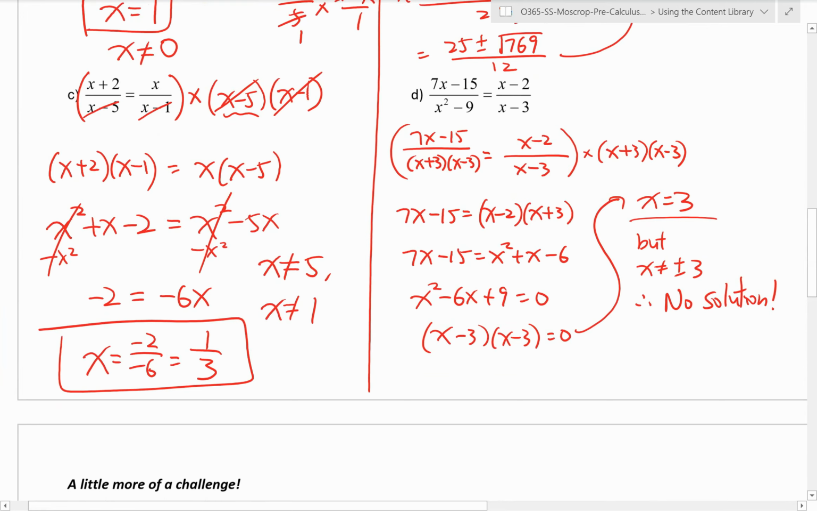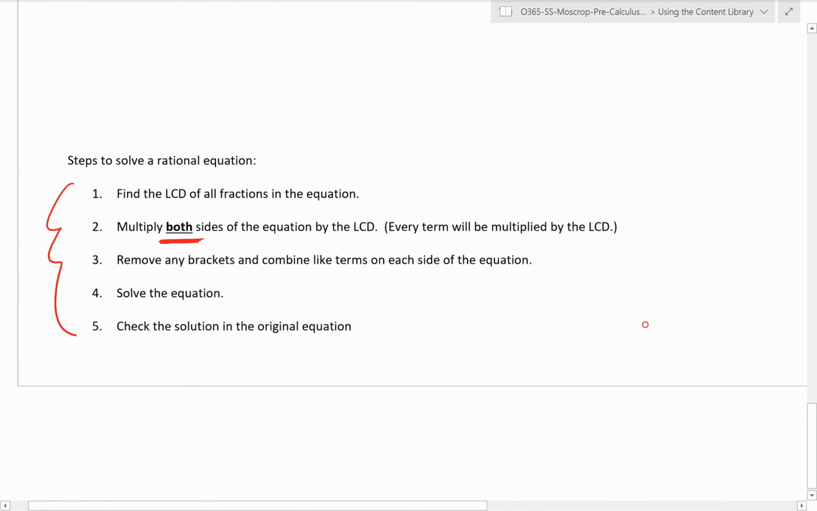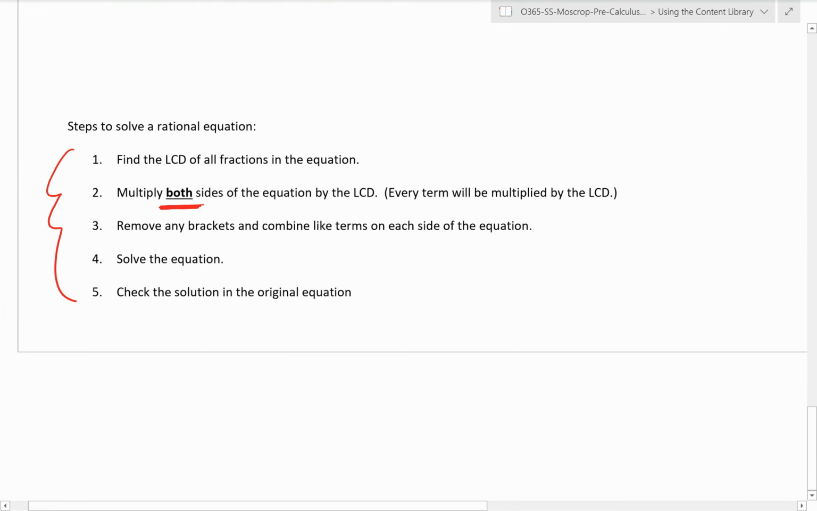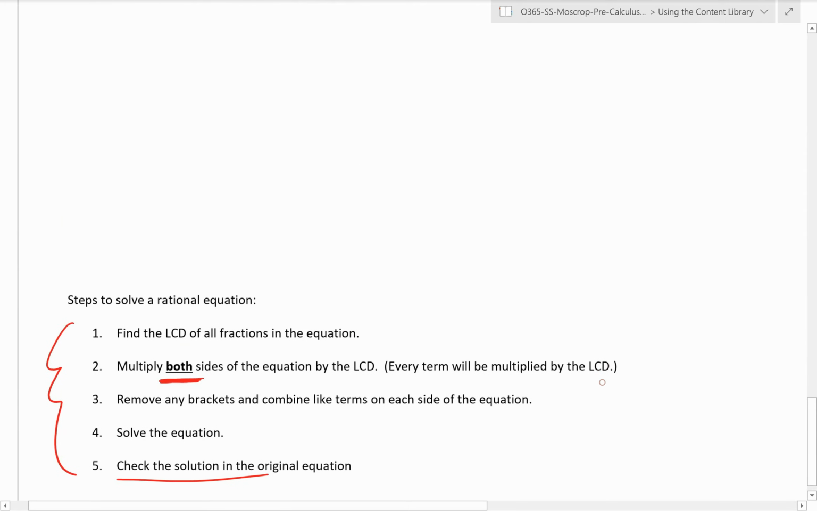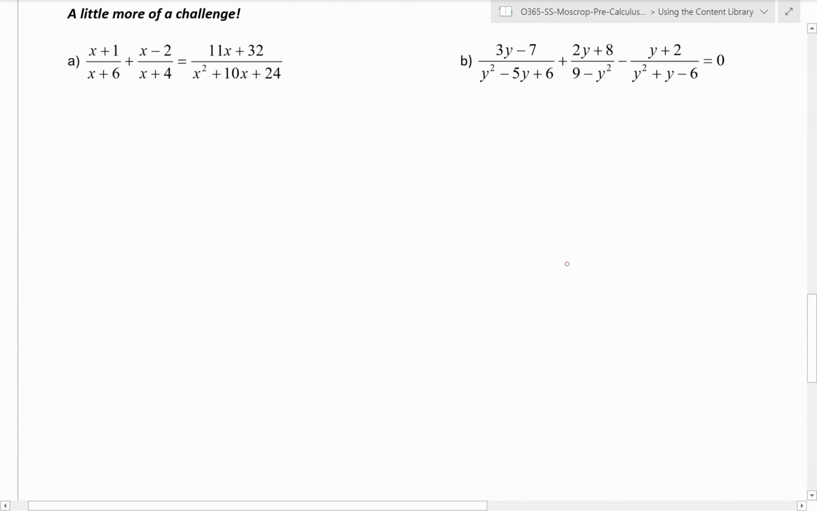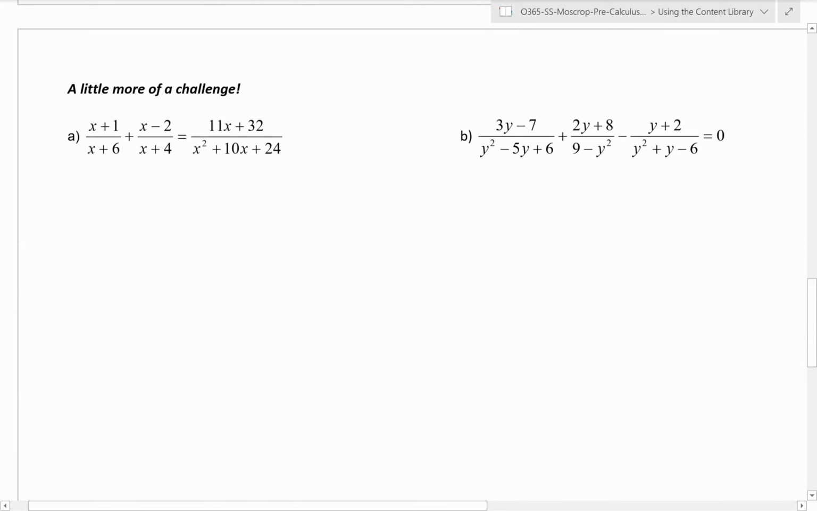Okay, so again, the steps are written down over here. You need to first find the LCD. Then you need to multiply both sides, every single term, by the LCD. And then you remove the brackets by multiplying, combine like terms, and then solve the linear or quadratic equation that you have. You should always check the solution, because sometimes you could make a mistake, and on the test you'll have time, so always check your answers.